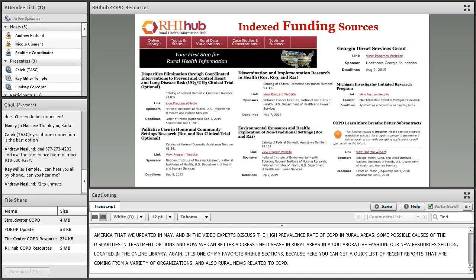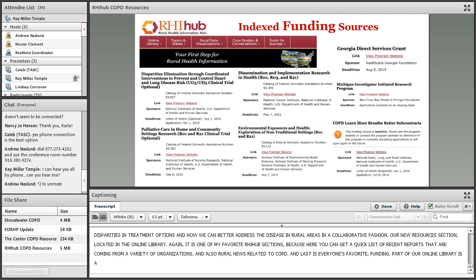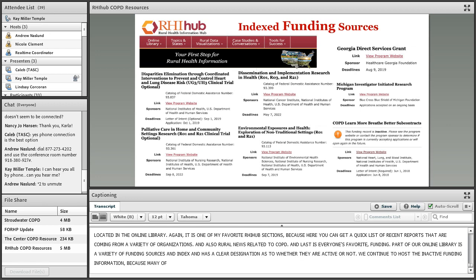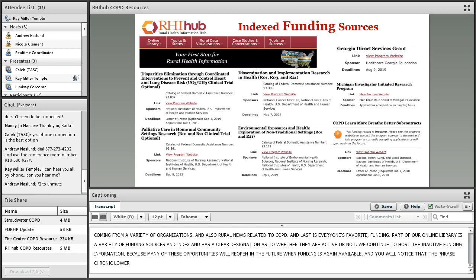And last is everyone's favorite, funding. Again, part of our online library, a variety of funding sources are indexed and have a clear designation as to whether they're active or not. We continue to host that inactive funding information because many of these opportunities will reopen in the future when funding is again available. And you'll notice that the phrase chronic lower respiratory diseases or COPD is not specifically in some of these funding titles, but the grant's intent may still focus on a population with those diseases.